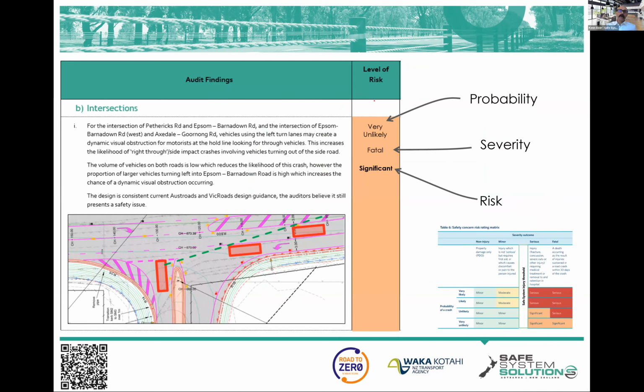So then you put in your level of risk. So very unlikely, fatal, significant. Now there was a line here. It's just talking about safe system thresholds, which is saying that to the right of this, serious and fatal, to the left of this are things we don't want to happen, but we can live with them. So you put a risk rating in.